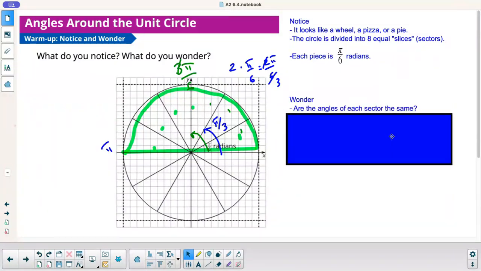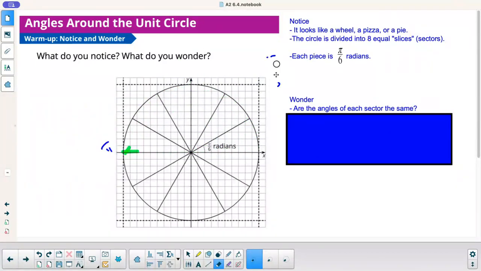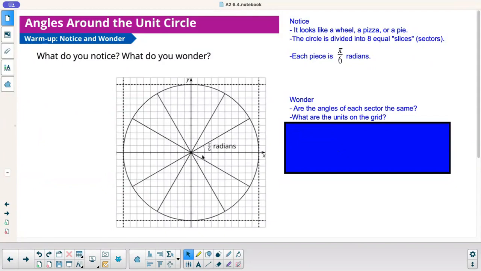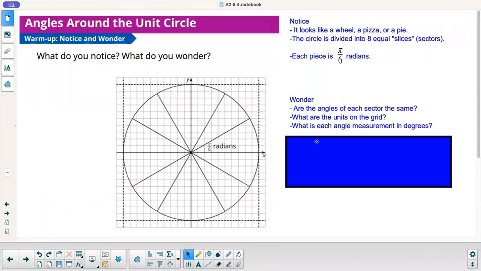So I wonder, are the angles of each sector the same? I guess I made an assumption that they were each pi over 6, but it's not marked. So we don't know if they're exactly pi over 6 or if they're just really close. Are they exactly pi over 6? All right, what are the units on the grid? You count here 1, 2, 3, 4, 5, 6, 7, 8, 9, 10 to get here. Are each of these 1? Are each of these 2? Are each of these 0.1? We don't really know.